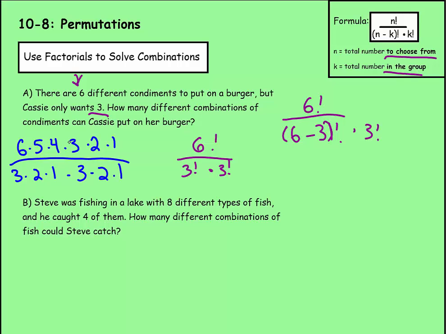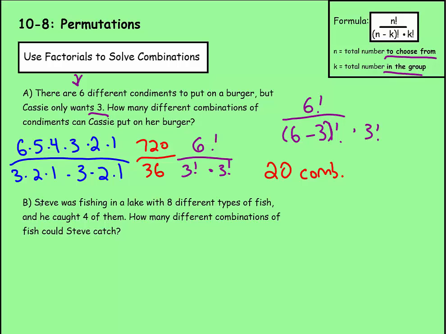6 times 5 times 4 times 3 times 2 times 1 equals 720. 3 times 2 times 1 times 3 times 2 times 1 equals 36. 720 divided by 36, well, that equals 20. So there are 20 total combinations that she could choose to put on her burger from these 6 different condiments with 3 in a group.